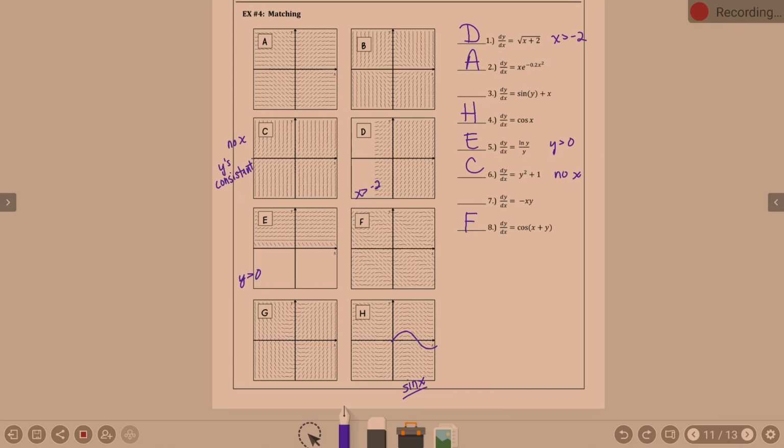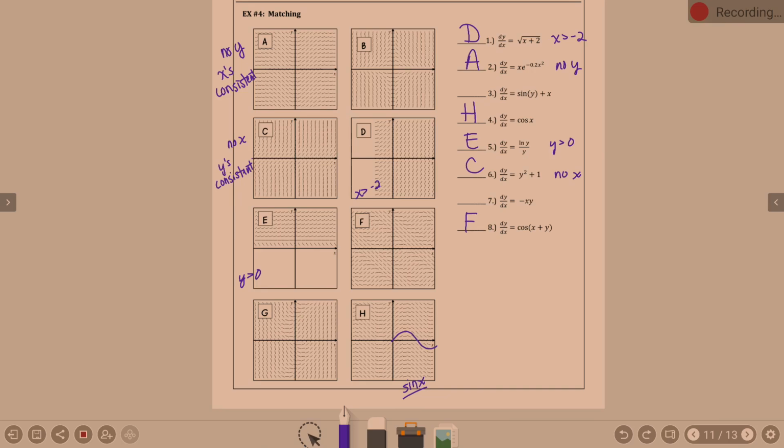On C, it was everything going across was the same because the y's all had to be the same because there was no x. On A, there's no y. And if there's no y, then that means your x's are consistent. Okay, so now your x's are going up and down. I'm just trying to give you some various clues I found over the years that help.